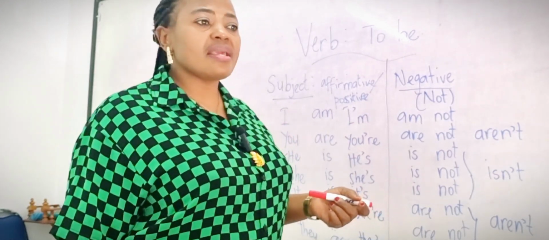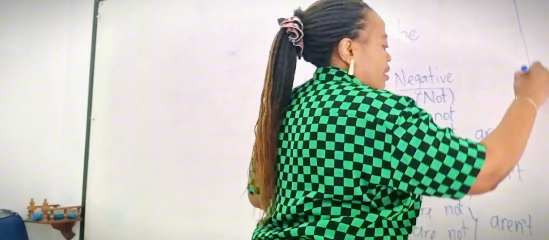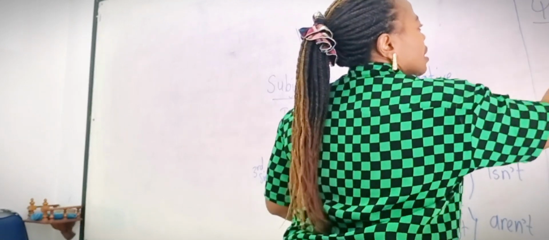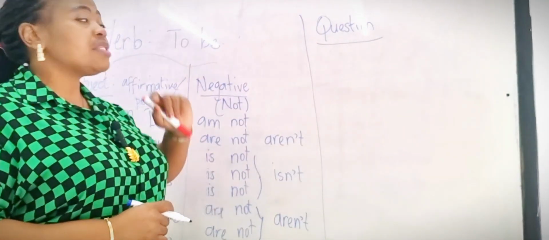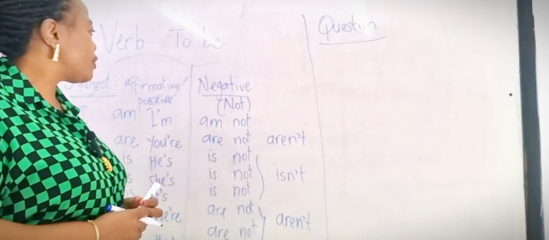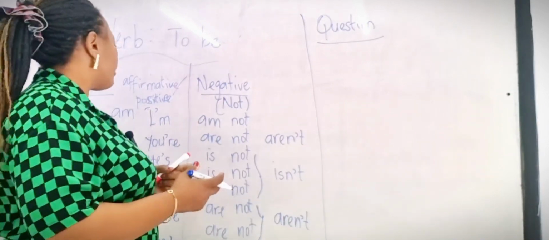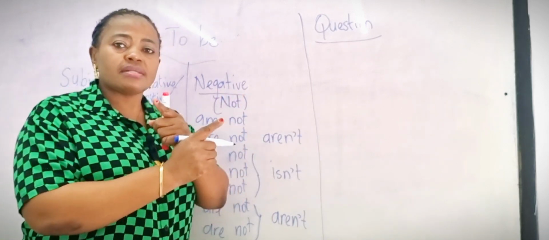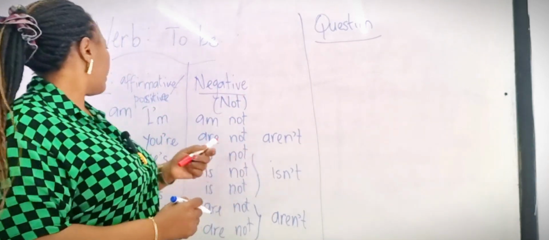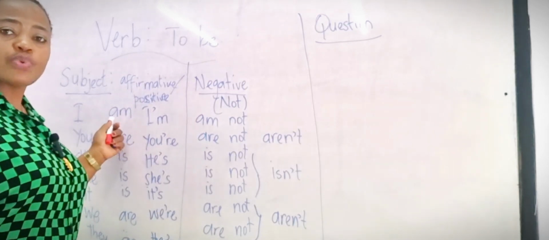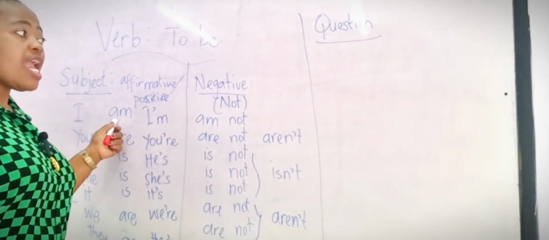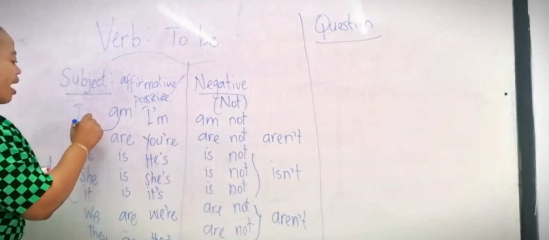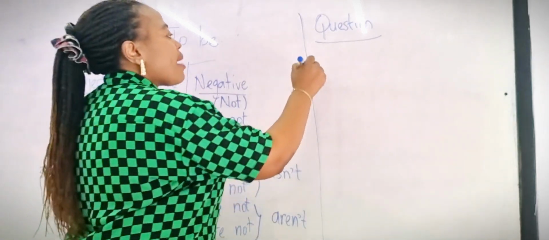And the next thing that we are going to look at is question. How do we ask questions with verb to be? The secret about asking questions with verb to be is you just switch the position of the subject with the verb to be. For example, here we have I am. Because we have I am in the affirmative, in the question you just have to switch am and I. So the question becomes am I?